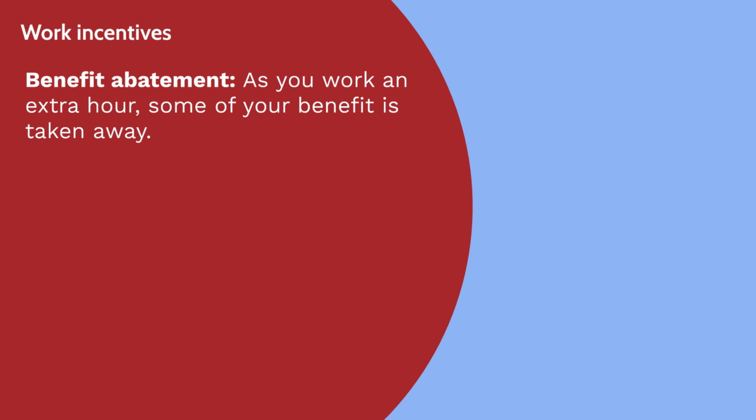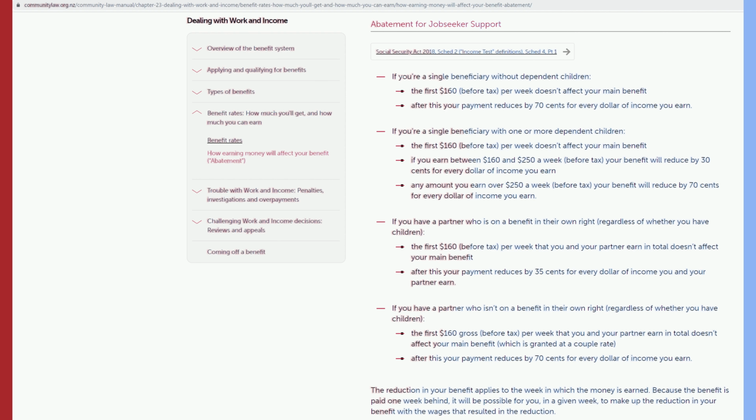Now, what do we mean when we talk about incentives to work? Well, benefit abatement is the idea that for each additional hour you work and earn money, some of your benefit will be taken away. Up on the screen, you'll see that in New Zealand, there is a benefit abatement threshold that kicks in at 30%, another one at 70%.